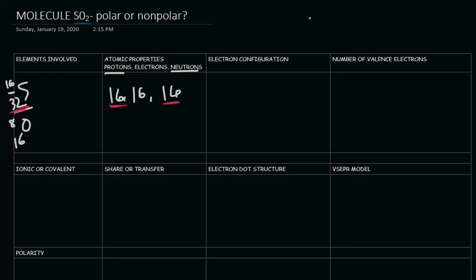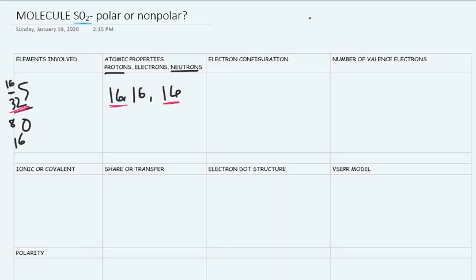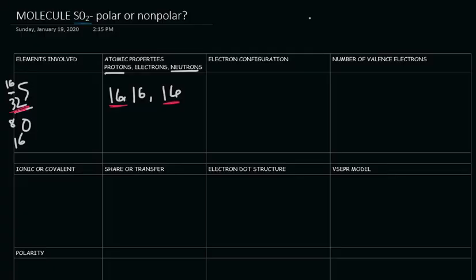Next, we have the oxygen. So oxygen, we look at its atomic number, and the atomic number is equal to 8. So we have 8 protons. We also have 8 electrons. Again, the number of protons is equal to the number of electrons.